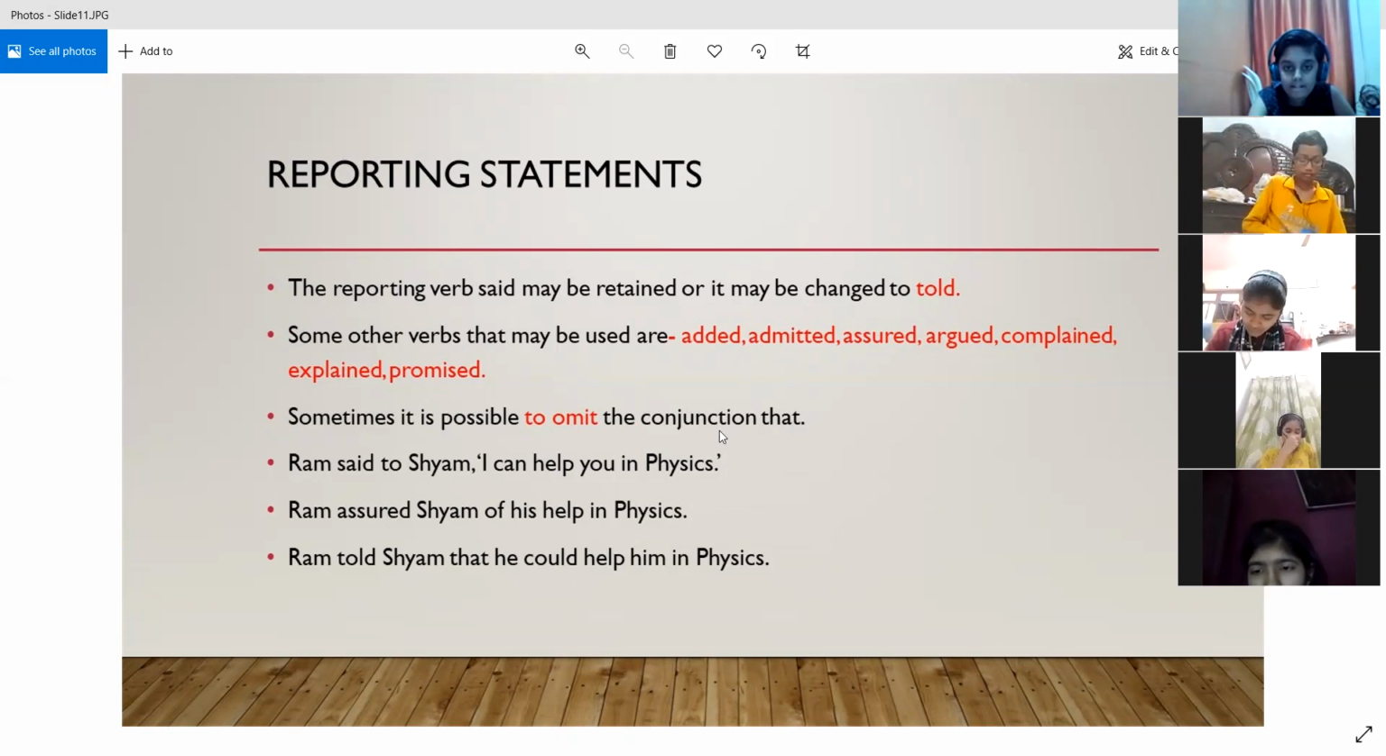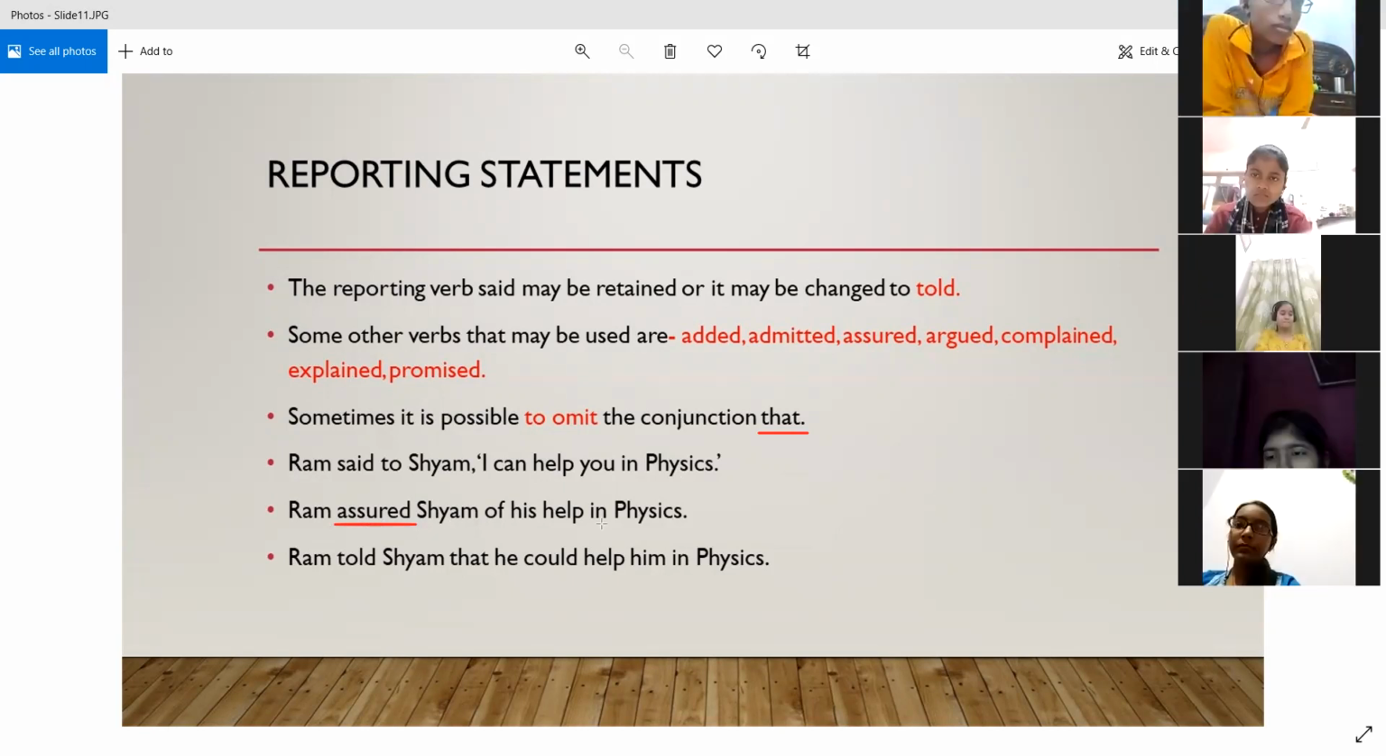Sometimes it is possible to omit the conjunction that. So I have told you that most of the times you are going to find that the conjunction that is present. But sometimes it becomes possible for us, if we write it in a different way, that it can be omitted also. You will see the example. Ram said to Shyam, I can help you in physics. So now we have used assured over here. So Ram is basically giving Shyam an assurance that he can help him in physics. So Ram assured Shyam of his help in physics. So see, this is a particular way of writing where you can find that no that is present, right? We have omitted that from here. We are simply saying Ram assured Shyam of his help in physics.